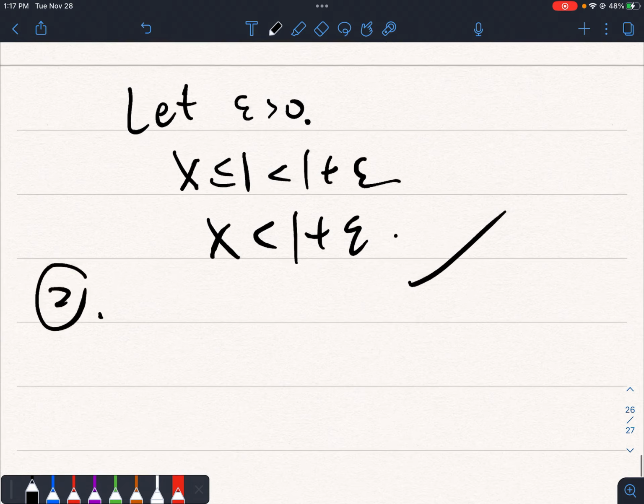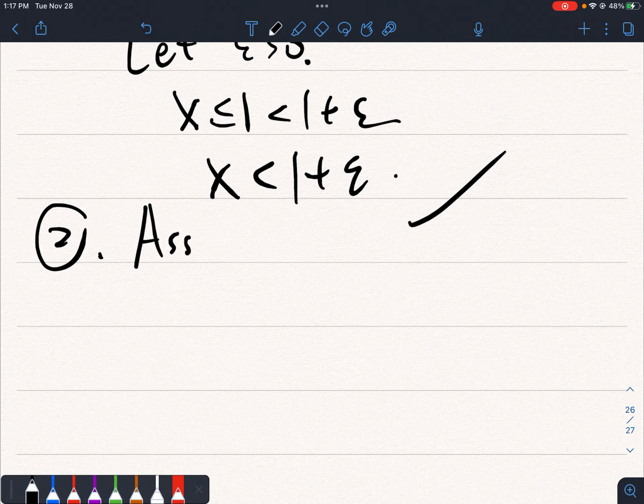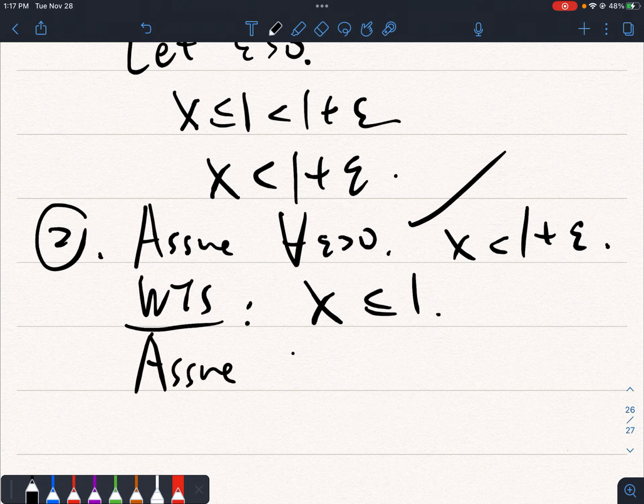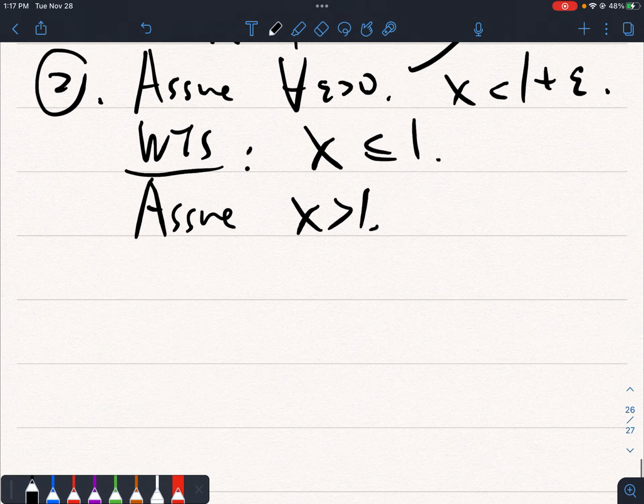And then for the other direction, we assume that for all epsilon bigger than 0, we have that x is less than 1 plus epsilon. And then we want to show that x is less than or equal to 1. Okay, how to show? Then I claim that it's definitely better to just use proof by contradiction. Okay, we assume x is bigger than 1. And then if we can deduce some contradiction, then we win.